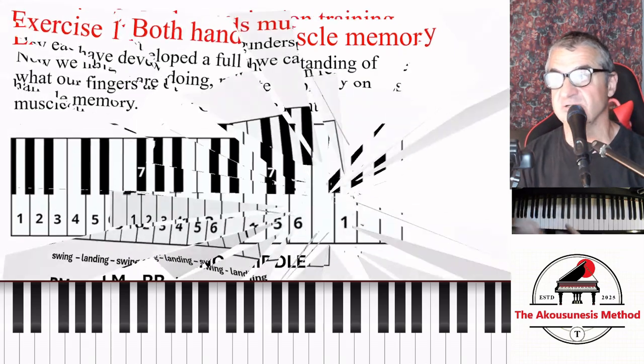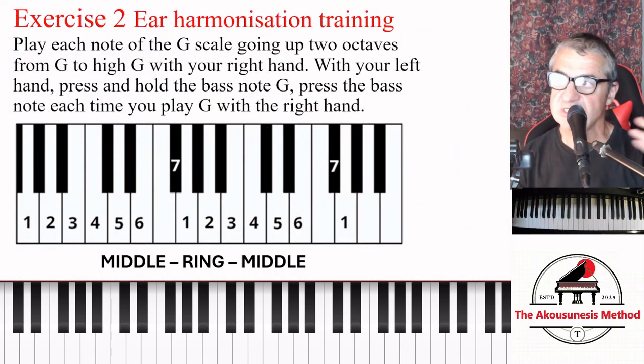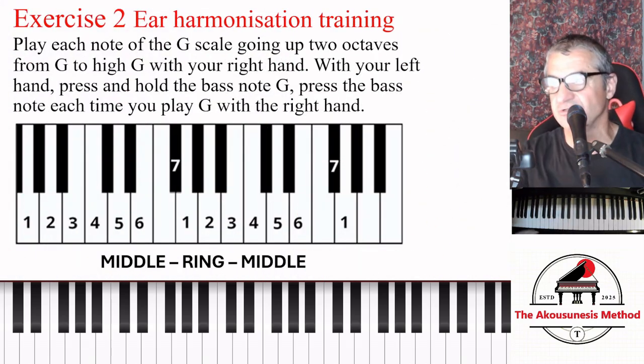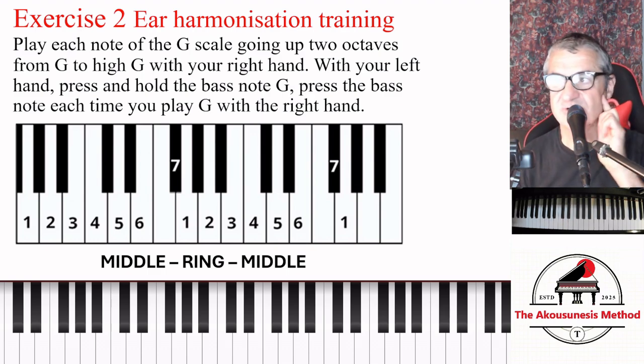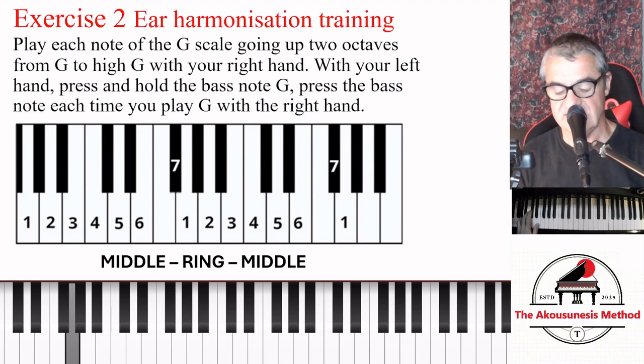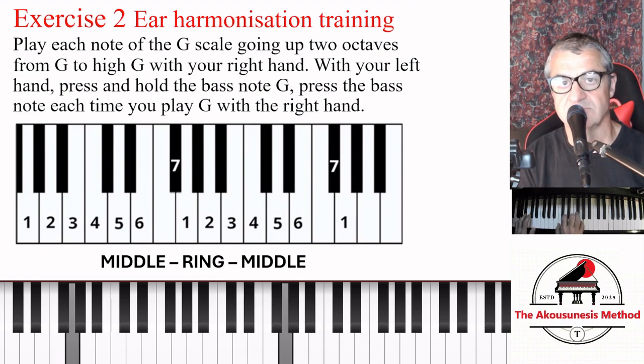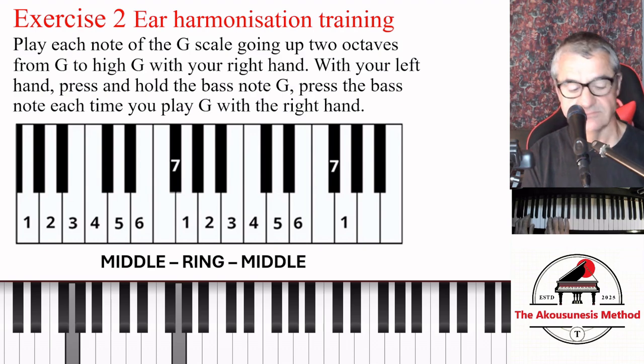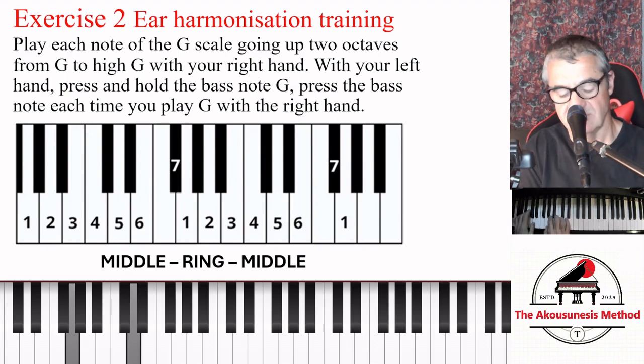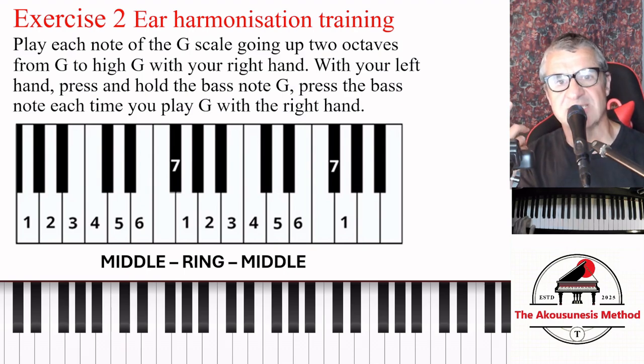And let's continue. We've got to get more exercises. So we're going to get to melodic training too. So ear harmonisation. So what are we doing with ear harmonisation? We're basically playing the G, and we're holding it down, and we're just playing the scale now. And we're listening, right? So it's like we're playing a chord. And we're just getting a feel for how it sounds.